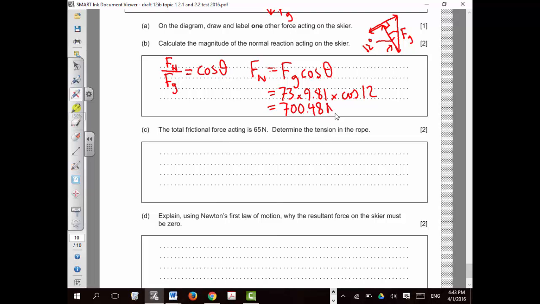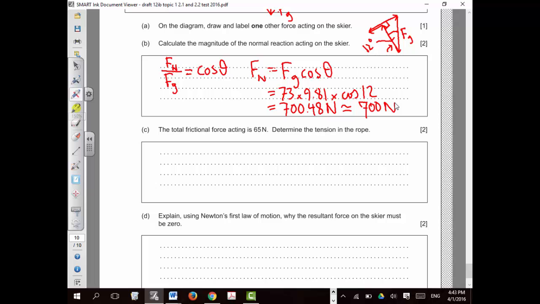700.48 newtons, which is about, for our purposes, we only want two significant figures, so we'll write 700 newtons. You could write 7.0 times 10 to the 2. That would technically be two significant figures, but that's fine. The total frictional force acting is 65 newtons. Determine the tension in the rope.